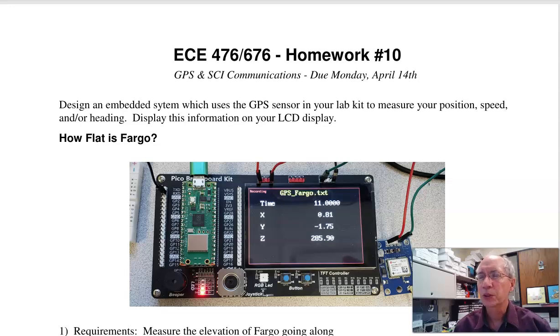Here are solutions to homework set number 10 for ECE 476-676 Advanced Embedded Systems. This homework looks at GPS and Raspberry Pi Pico. Now the problem I'm going to look at is trying to measure how flat is Fargo using a GPS sensor.